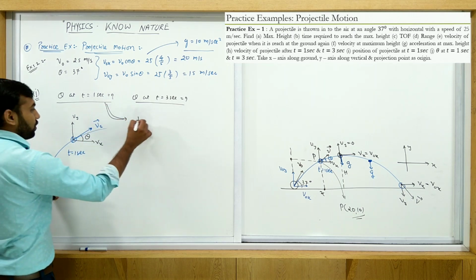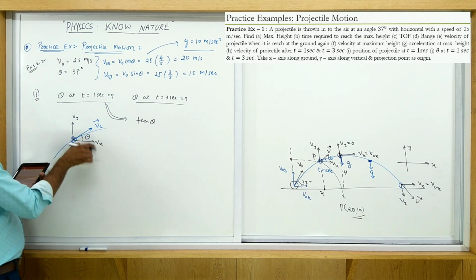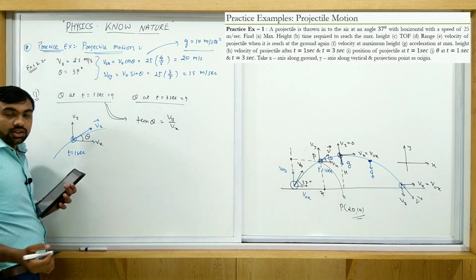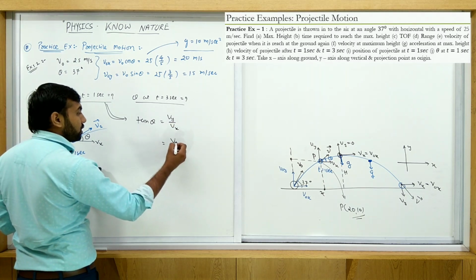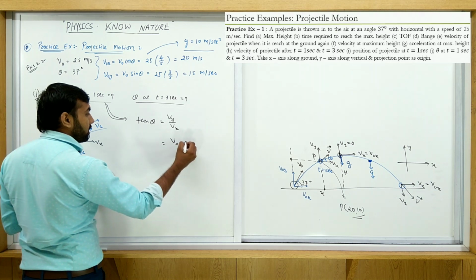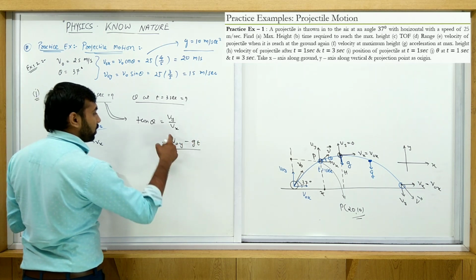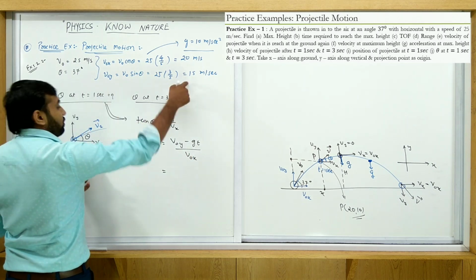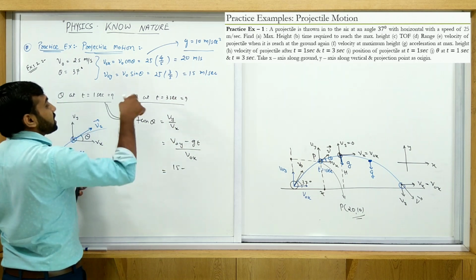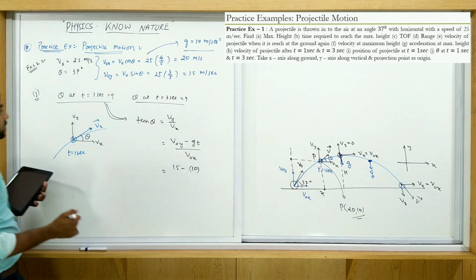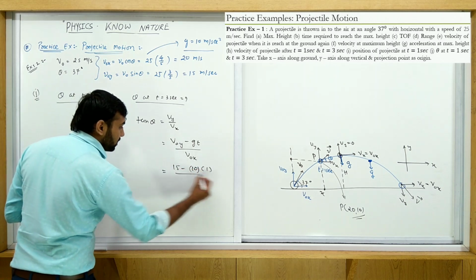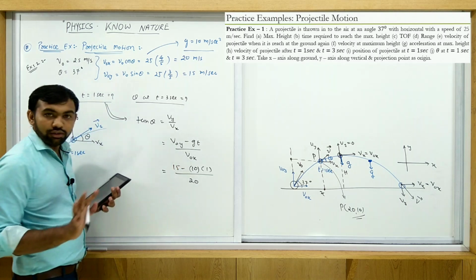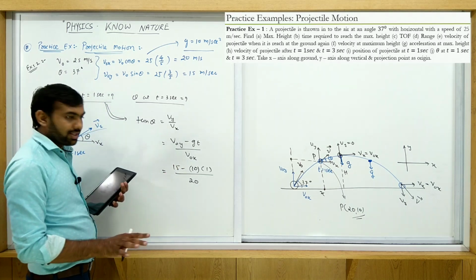So tan theta is equal to opposite upon adjacent. Opposite is vy, adjacent is vx. So vy upon vx. Put the value of vy. So vy is equal to v0y minus gt, upon vx, which is equal to v0x. Put all the values. v0y is 15 minus gt, g is 10 and t is 1 second, upon v0x. v0x is 20, so upon 20. So 15 minus 10 is 5. 5 upon 20, 5 cancels, 1 upon 4.